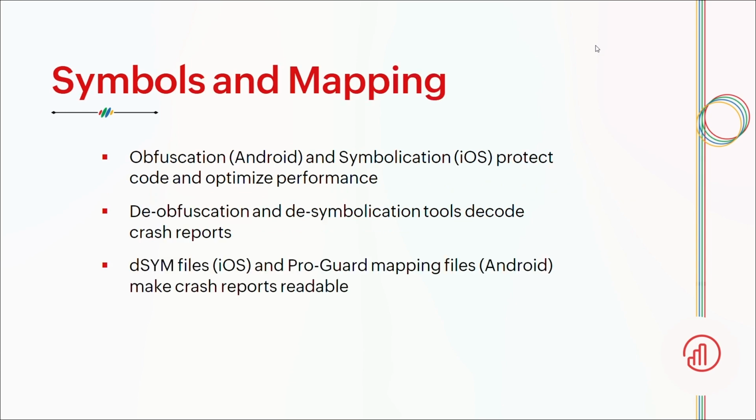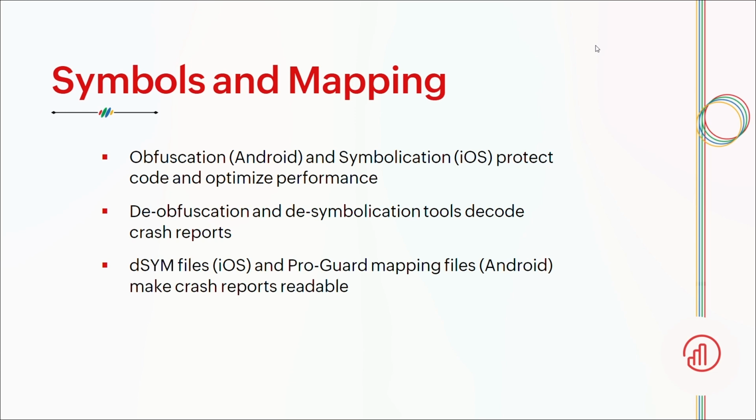So what about protecting your code from being copied or tampered with? This is a very common concern among developers. To address this issue, we have obfuscation for Android and symbolication for iOS. Both serve the same purpose. It changes the names of elements in your program, making it harder for others to understand how it works. This way, it protects your software from being easily copied or tampered with.